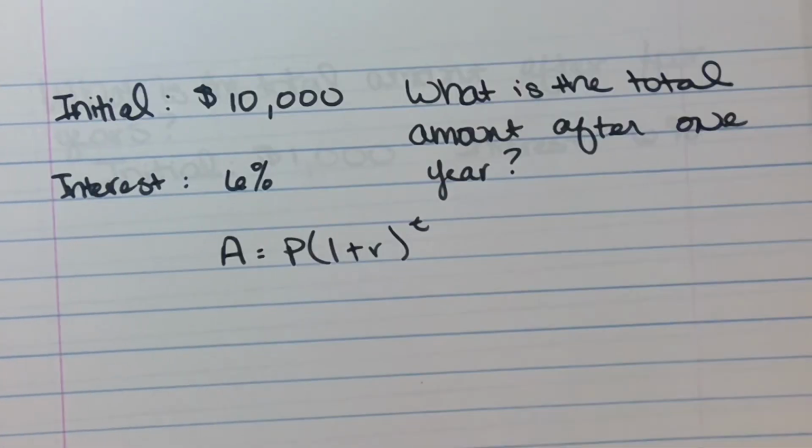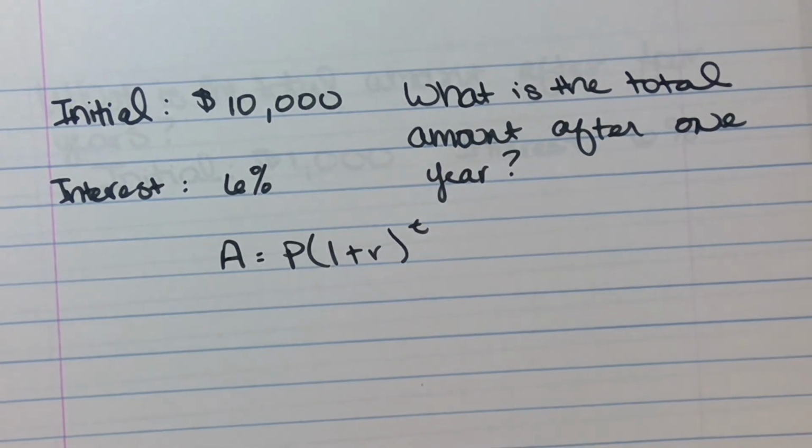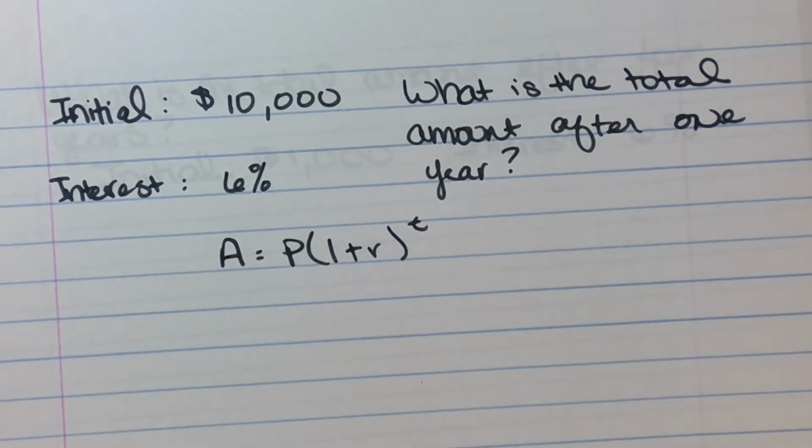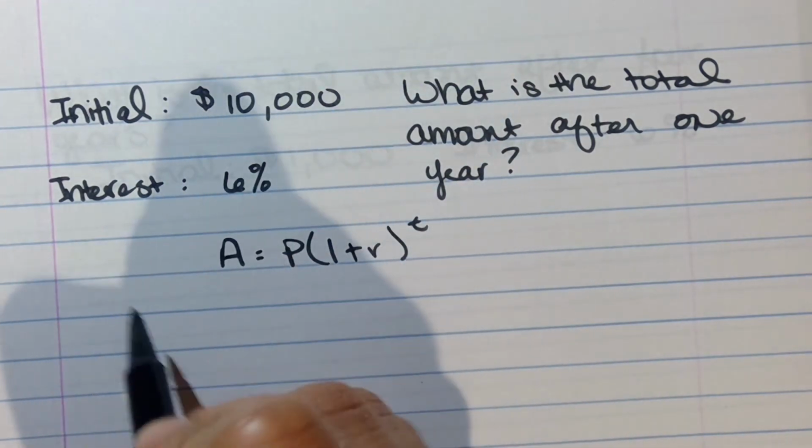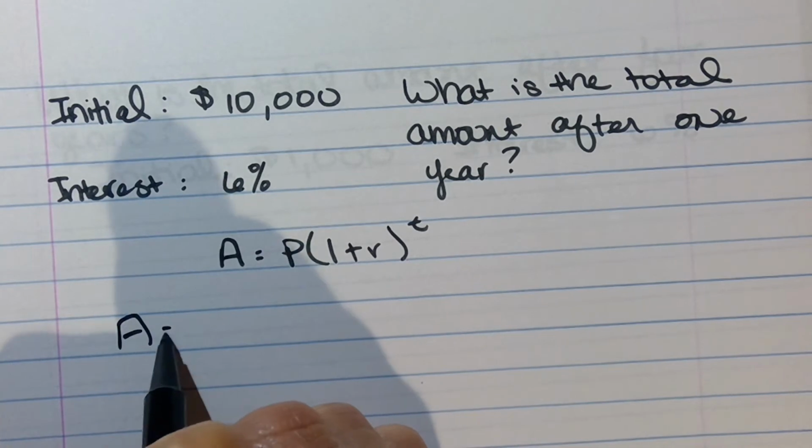So what is the total amount of time after 1 year? So the initial amount that we're given is $10,000, and the interest rate we're given is 6%. So A is the amount we want to find out. That's what they're asking for. What is the total amount? So that we still don't know, so it remains a variable.